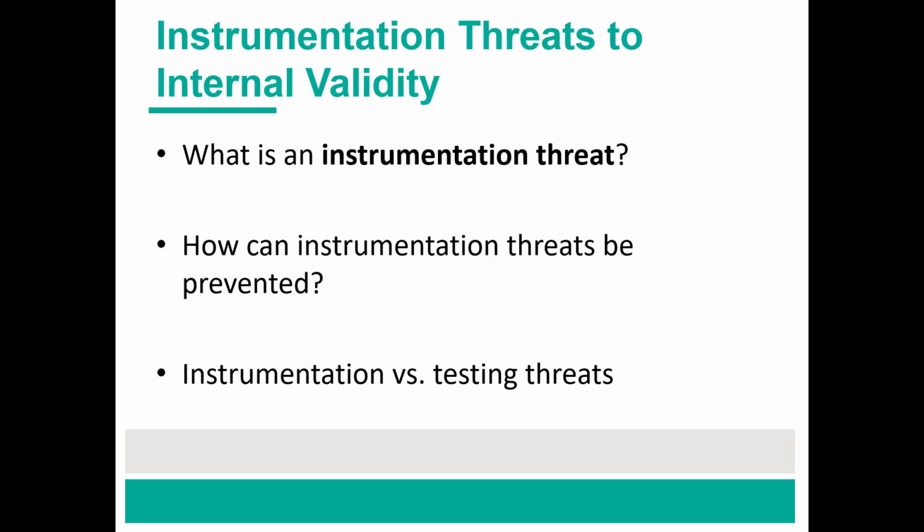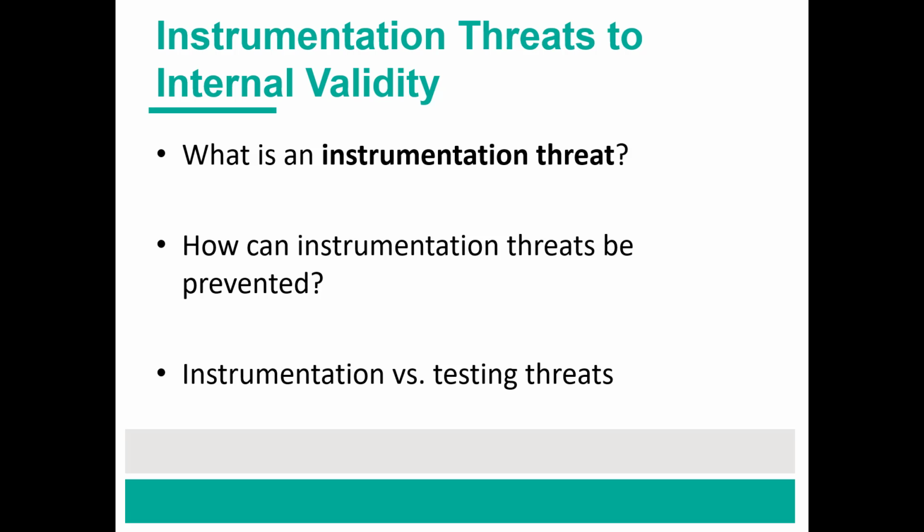Finally, we have instrumentation threats. Instrumentation threat, also known as instrumentation decay, occurs when a measuring instrument changes over time. For example, observers change their observation criteria over time, or a researcher uses different forms of a test at pretest and post-test, and they're not equivalent forms. One way to prevent instrumentation threats is to use a post-test only design. However, if you need a pretest post-test design, you should make sure that your pretest and post-test forms are equivalent.